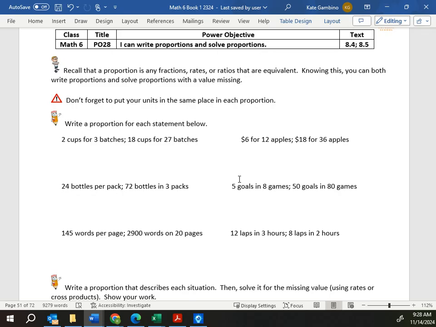So knowing this, you can write proportions and solve proportions with a missing value. Don't forget to put your units in the same place in each proportion. So when I told us in our last objective, make sure you label it, okay? So if we had the money on top and the cartons on the bottom, in the equivalent fraction, it needed to be money on top with the cartons on the bottom. Right, we have to make sure whatever's on top in the first is on top in the second. So that same measurements. So we're going to see what that looks like.